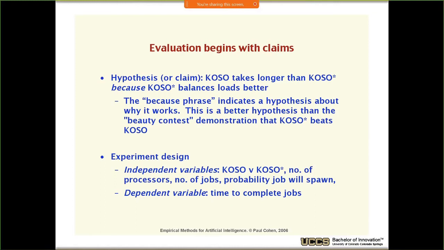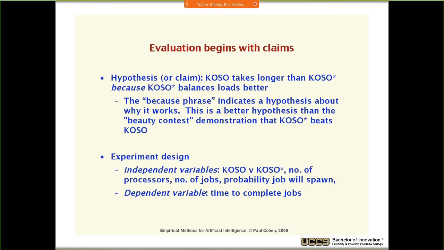So from an experimental design point of view, we're going to talk about various types of variables. In this experimental design, our independent variables are which algorithm? I can independently choose that if nothing else depends on it. The number of processors, the number of jobs, the probability that a job will spawn. Right? All of those are independent variables because I can set them to any number I want. And a dependent variable is something that I cannot set but happens because other things are set. So the time it takes to complete jobs is a dependent variable. Now there are other dependent variables. If I, for example, talked about processor utilization, that would be another dependent variable because it depends on all these other things.